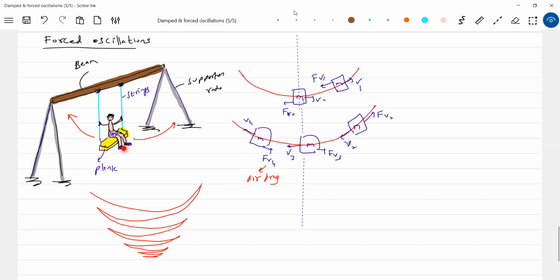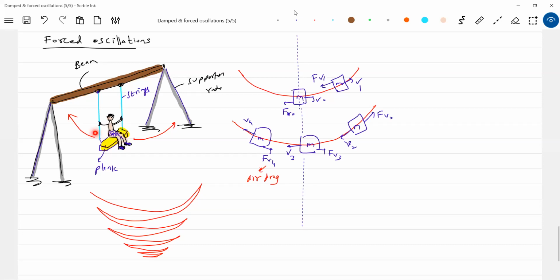Or some kids who are a little bit grown up, if their legs can touch the ground, what do they do? They'll be kicking the ground, no, to impart energy. Will they kick only once or continuously? They'll kick the ground continuously, or somebody will be continuously pushing the swing.